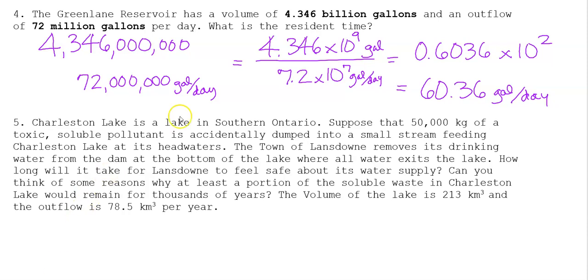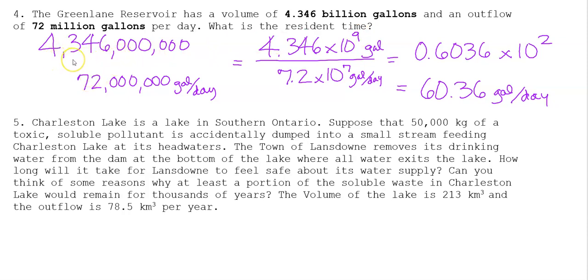Okay, we know that it has an outflow of 72 million gallons per day. That's how much water is flowing over the dam. We also have a volume of 4.346 billion gallons of water. That's all the water that's in the reservoir itself. Okay, so I'm going to show you two different ways. First is using scientific notation, and then second without. Easiest way, I think, is to use scientific notation.